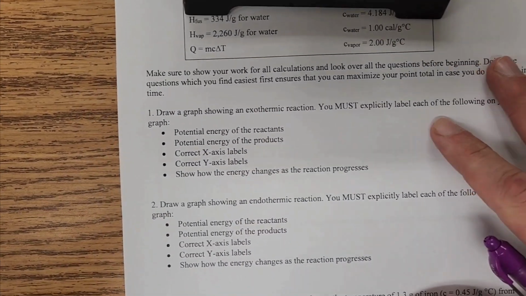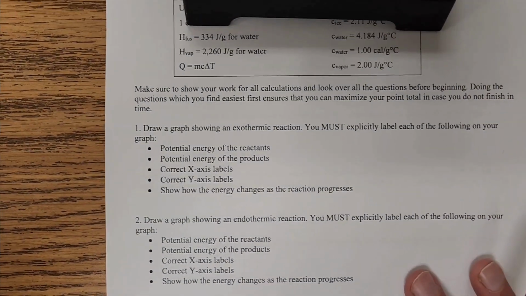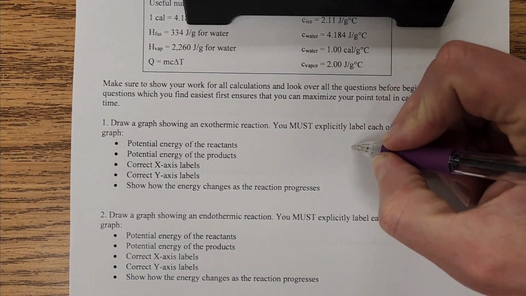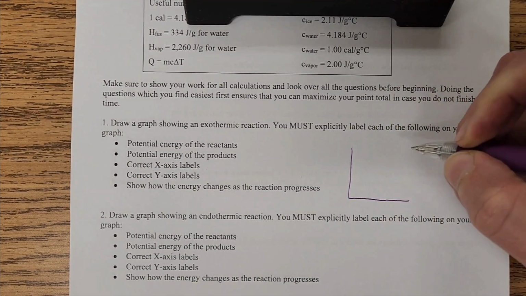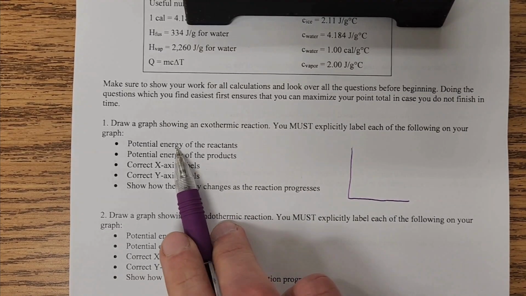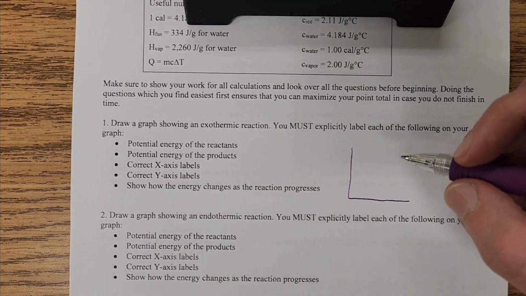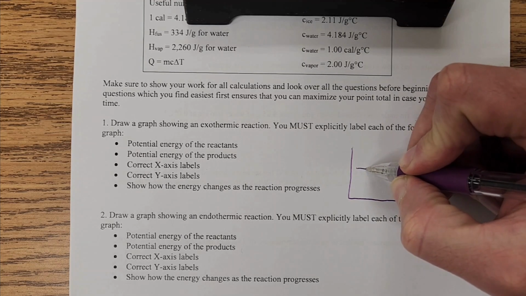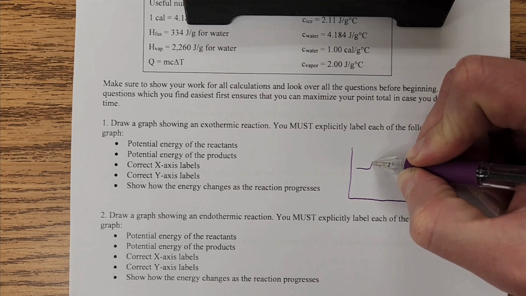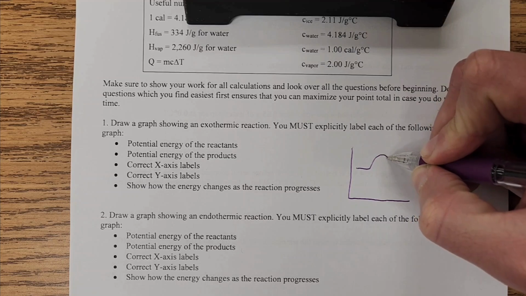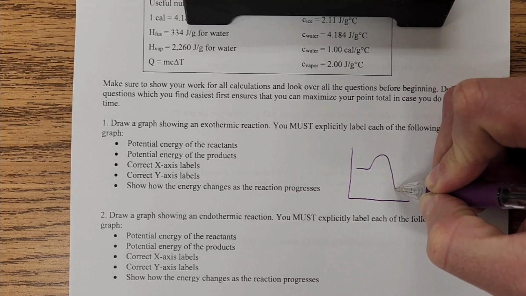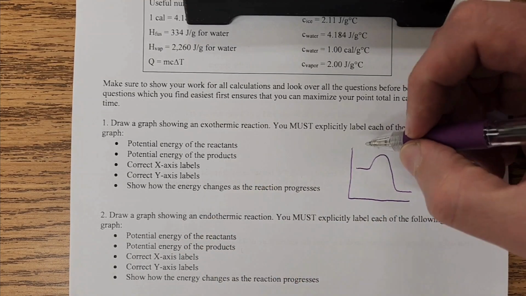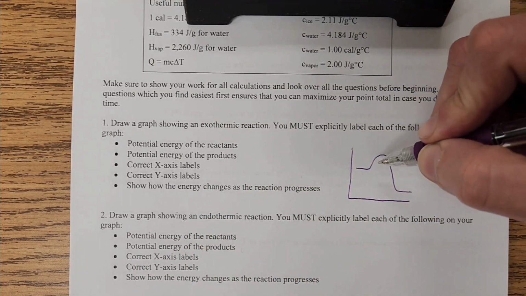For the potential energy graphs, here's how it's done. You will draw an axis, no matter whether it's endo or exothermic. When it says label potential energy of the reactants and products, that means if it's exothermic, whatever energy the reactants start as, it has this activation energy here, so it increases, then it decreases as the reaction progresses, and then it ends.